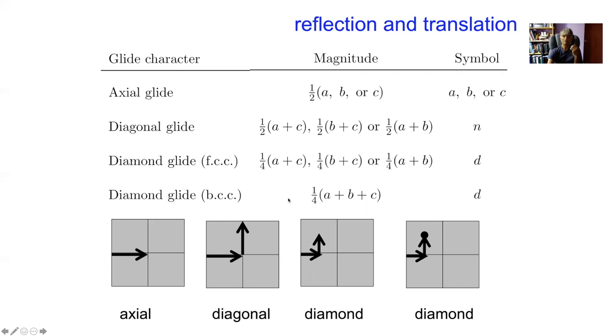And in the diamond glide in body-centered cubic, where that might happen on a 1-1-1 plane, for example, it's a quarter of a combination of all three, A plus B plus C. So this is axial glide. This is diagonal glide for obvious reasons, and it's called N glide. This is diamond glide, and this involves translation this way, and then out of the plane of the board is also a diamond glide plane.